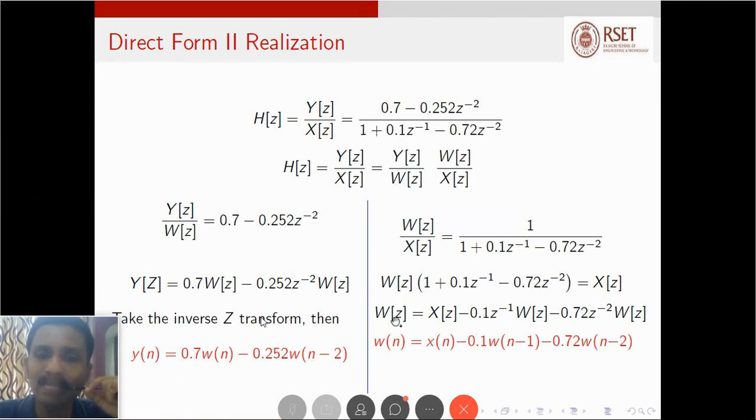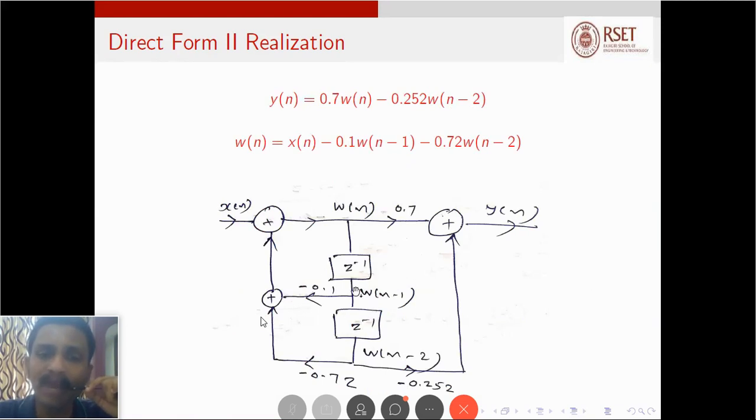In this particular example, you will get two different equations and implement these two different equations to obtain the direct form 2 realization. In the case of direct form 2 realization, the number of delay elements or memory locations is lesser than that of direct form 1. So from the point of view of hardware implementation, we will use the direct form 2 realization rather than direct form 1 realization.